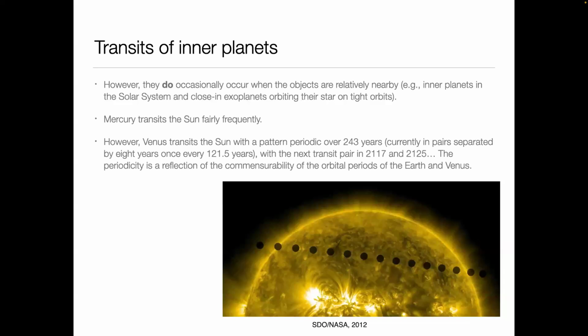Since then, we had 3 other pairs. These pairs are separated by 8 years, so there are 2 transits separated by 8 years, each pair separated by something like 121.5 years right now. Again, 1,000 years later, it will look different. 1,000 years before, it was different because of the nonlinearity of gravity. But basically, this is how it looks. You see Venus just like a black circle on the stellar surface. This is from SDO, which is a NASA probe looking towards the sun.